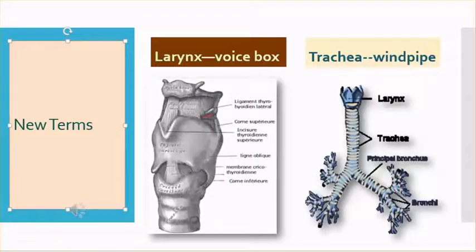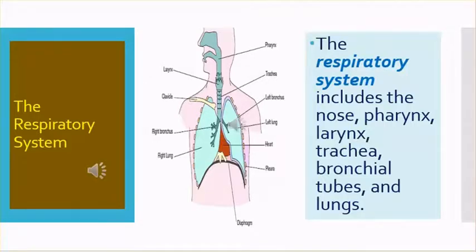The larynx is the voice box. Trachea is the windpipe. The respiratory system includes the nose, pharynx, larynx, trachea, bronchial tubes, and lungs.